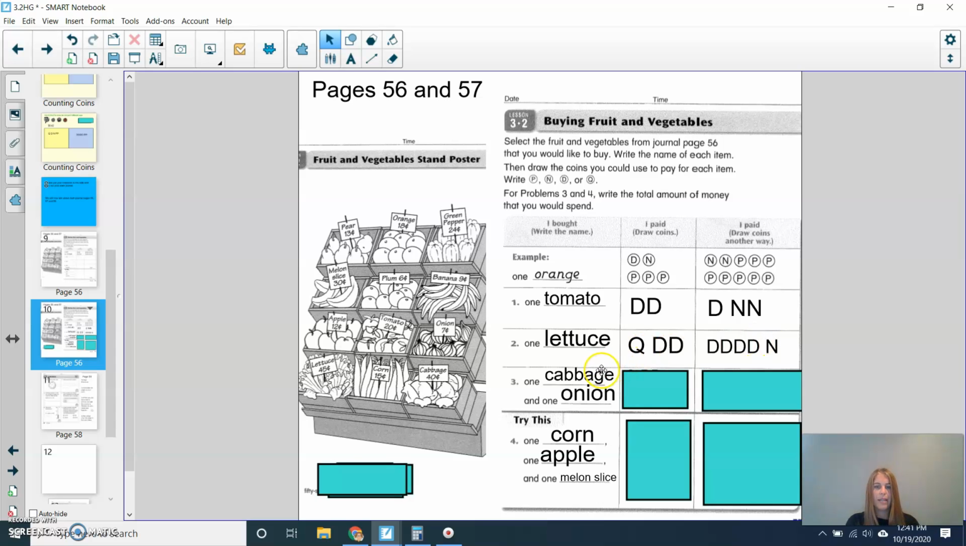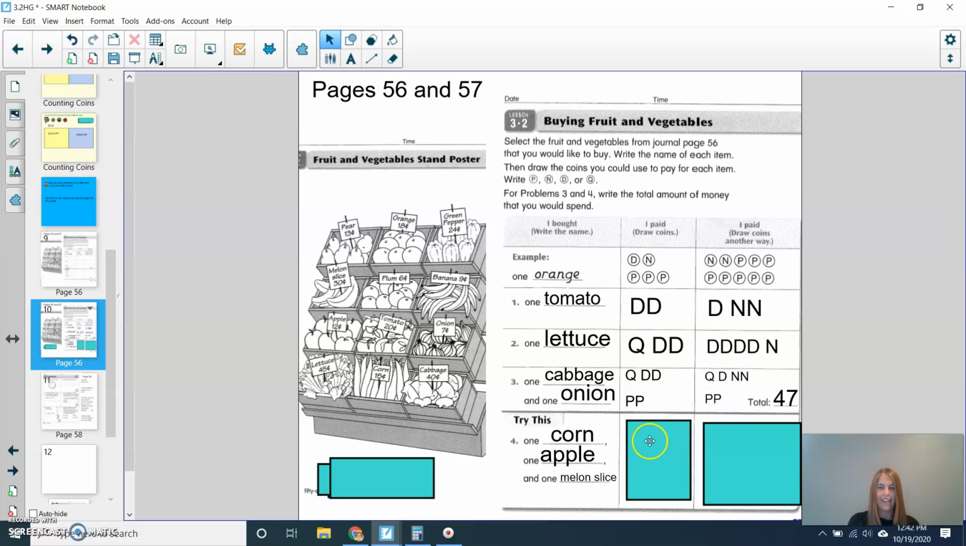For question 3, I needed to pick 2 things. So I picked cabbage, which is 40 cents, and I picked an onion, which was 7 cents. So 40 plus 7 is totaling 47 cents. Now for my first way, I did a quarter, which was 25, then 2 dimes, 35, 45, 2 pennies, 46, 47. The second way, I used a quarter, 25, a dime, 35, then I did nickels, 40, 45, and then my pennies to get me to 47 cents.